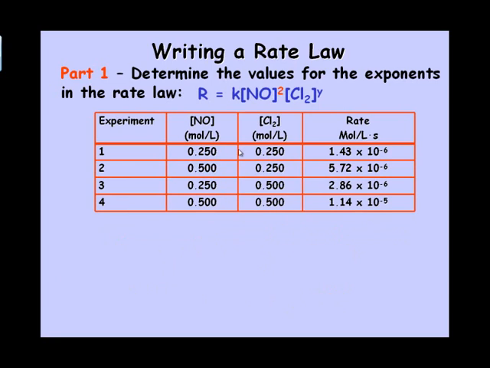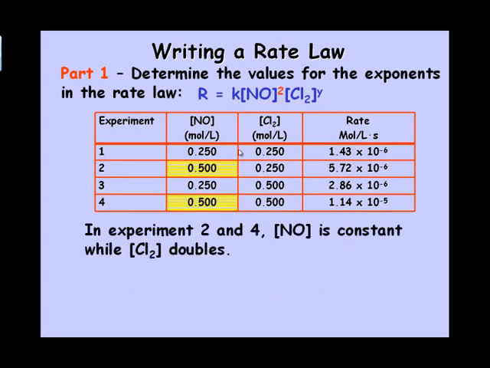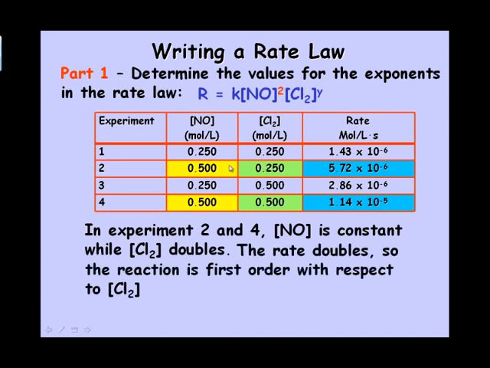Now we can do the same thing with Cl2. Experiment 2 and 4 there, if you look, the NO is constant, so that means it's a non-factor. So if we look at the concentration of the Cl2, how it changes, it goes from 0.25 to 0.5, so it appears to double. And then if you look at the rate there, the rate appears to double. So we have the Cl2 concentration doubling, and then we have the rate also doubling. So this reaction then would be considered first order with respect to Cl2, because whatever happens to the concentration, the same thing happens to the rate.